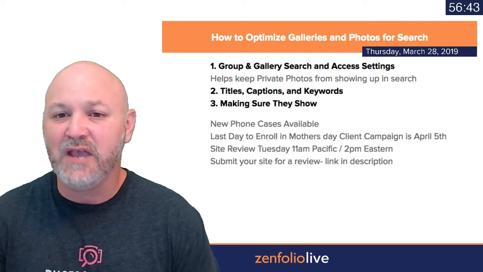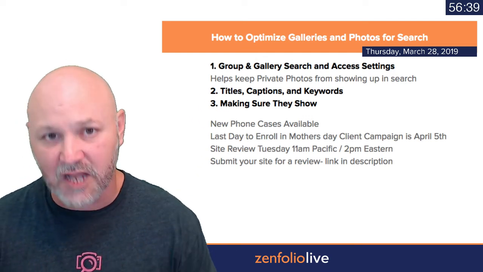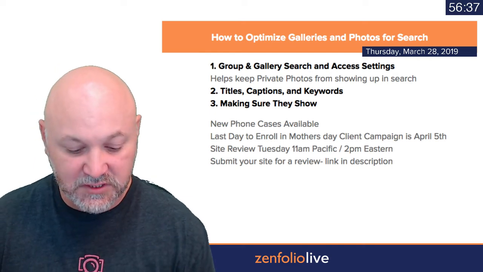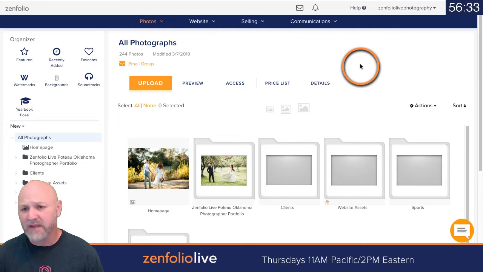All right, guys, let's go ahead and jump into the topic talking about optimizing your galleries and photos for search. So the first thing that I want to talk about is gallery access settings, showing you how to set up your settings so that you can make sure that the photos that you want to be searchable on Google are, and making sure that the photos that you don't want to be found in Google are not searchable.